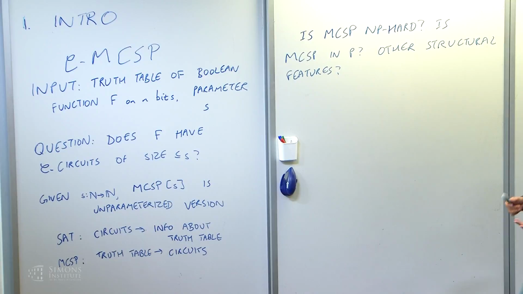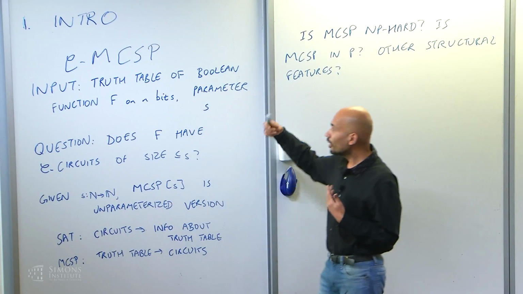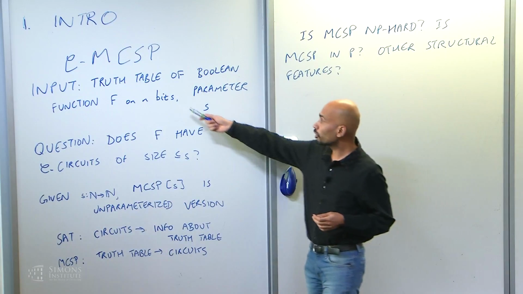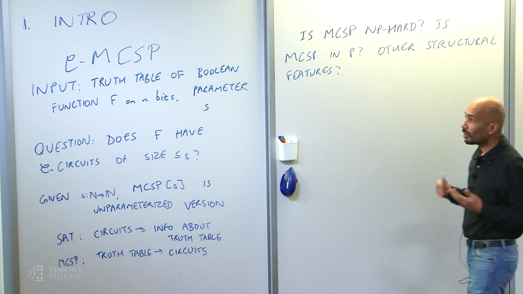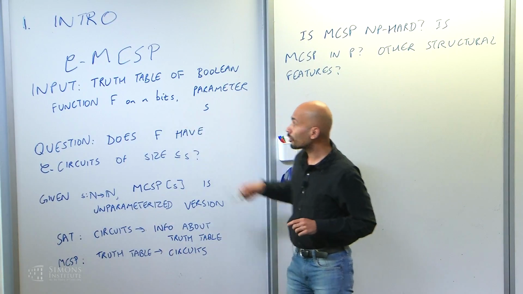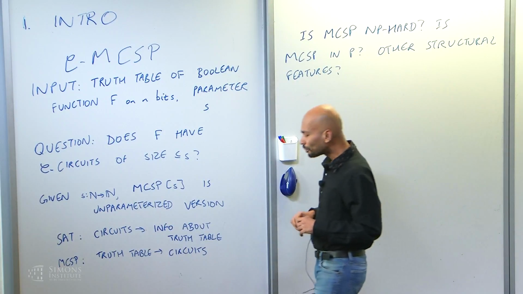Something that's quite easy to see for any natural version of MCSP is that MCSP is in NP, right? Because you're given the truth table and you want to know if there are small circuits. You can just guess a circuit of size at most S, evaluate it on each input, and check that it computes this truth table correctly. Because the truth table is a large object of size 2 to the little n, this only costs you time like S times 2 to the n to verify once you've guessed the circuit. So MCSP is an NP problem.